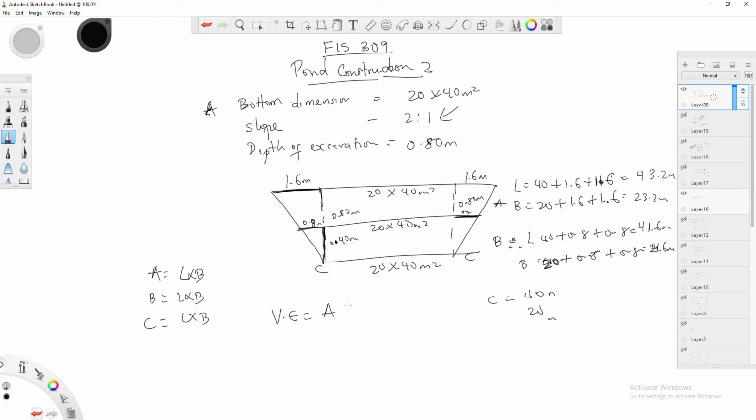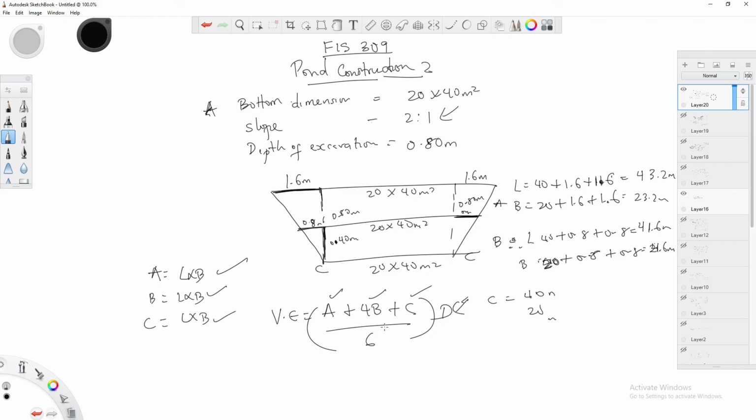That will be A plus 4B plus C all over 6 multiplied by D, which D is the depth of excavation. So the area that you get in A, put it in A. Area that you get in B, put it in B times 4. Area that you get in C, put it in C, and the depth of excavation D, and you get the volume of excavation. So that's basically pond construction. I leave the rest to you guys to work it out so that you can understand better.